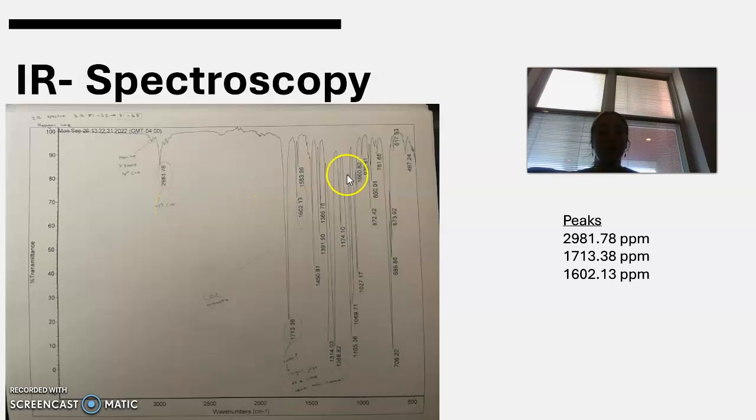Then there was a 1713.38 peak here. I'll come back to this one, but most people would assume this would be an aldehyde, ketone, or carboxylic acid at first glance, but I labeled that as an ester, and again, I'll come back to the reason why. Next, there's the peak at 1602.31 here, and that correlated with an aromatic carbon ring.